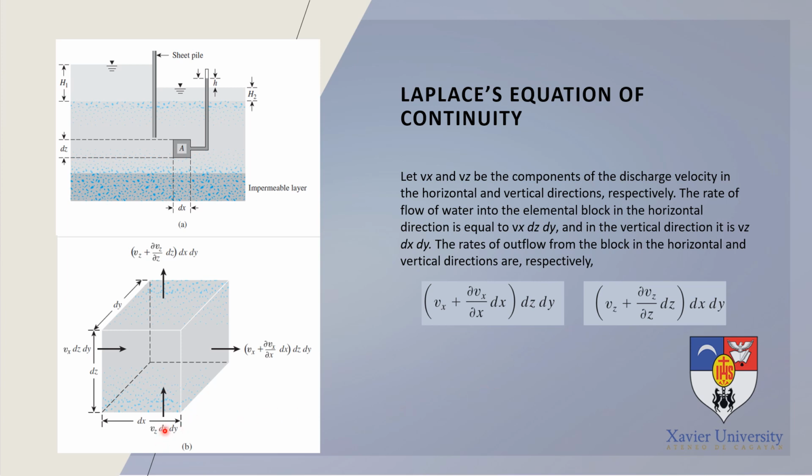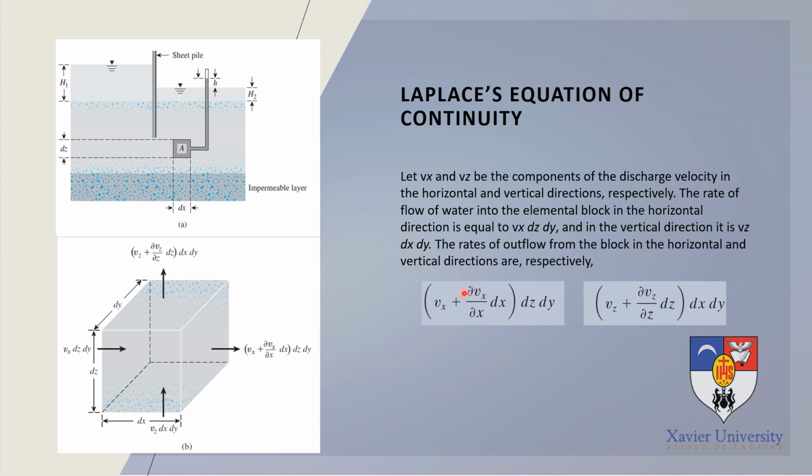In the vertical direction, it is Vz dx dy. The rate of flow of water entering from the bottom up is Vz, the discharge velocity, times the area of this face, dx times dy. The rates of flow out of the block in the horizontal and vertical directions are respectively as follows, because Q is equal to VA, where this is V and this is A.